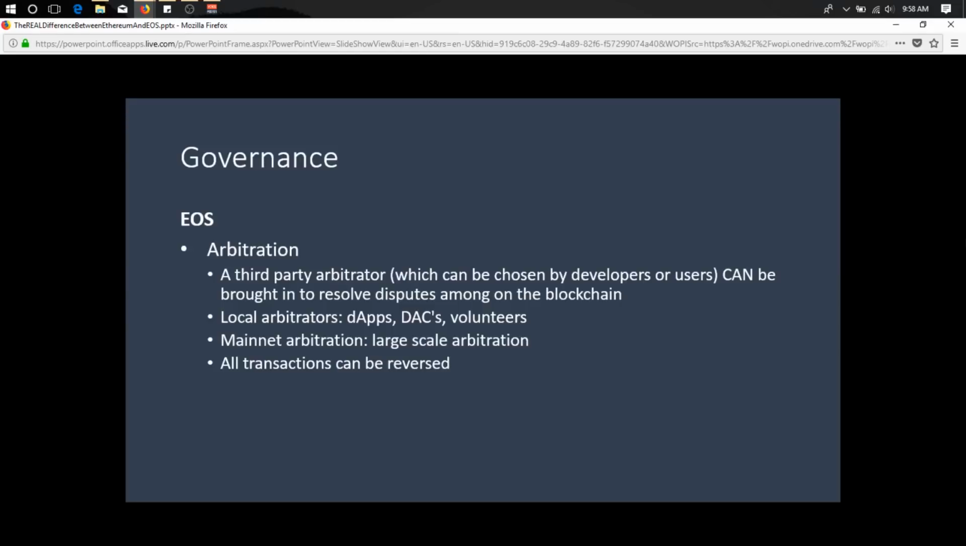To briefly sum this up, if, for instance, you're using a DApp and someone cons you, you can bring in a local arbitrator of that DApp who is already familiar with all the DApp-specific rules and can help you retrieve your funds if they deem what has happened to be unlawful. The same can be said for larger scale contracts. Instead, you might want to hire a professional arbitrator if the case is very complex. In EOS, all transactions can be reversed through arbitration.